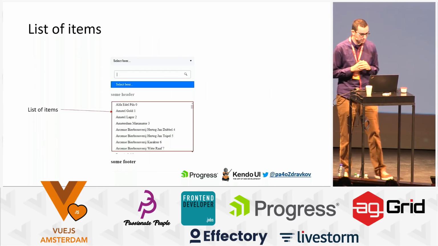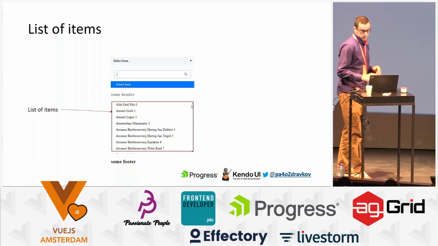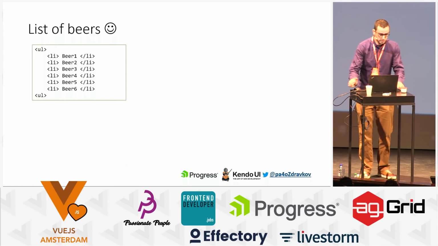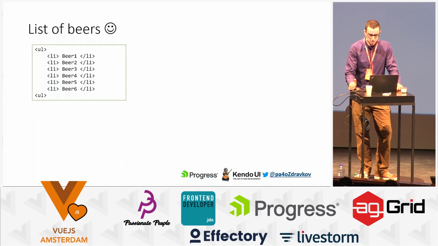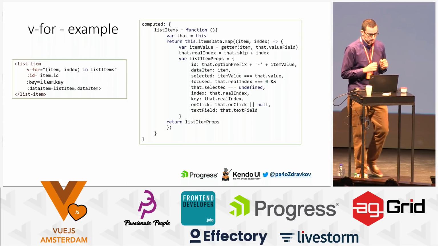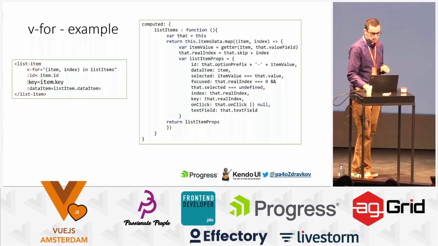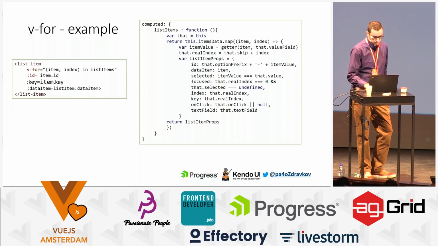We can go on now with a list of items that will combine the items in the dropdown. But items are a little bit boring, so I'll go on with beers. In order to have the items and the beers, we can use the v-for directive. And it's working like a for in JavaScript.